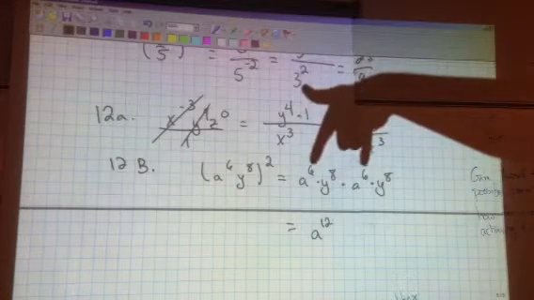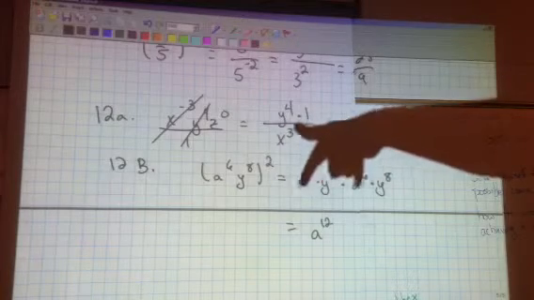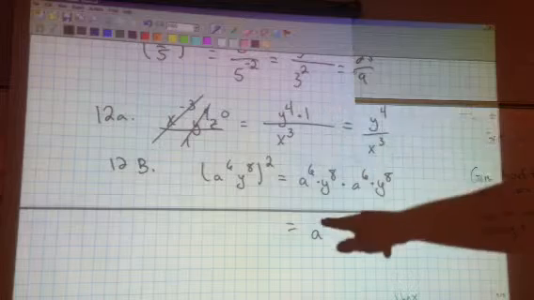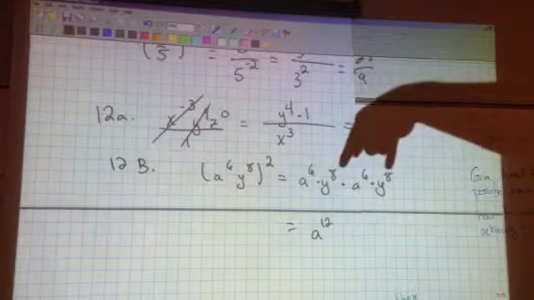So you can just add your exponents when you're multiplying. You have the same base, so you can add your exponents. So 6 plus 6 is 12. Here I'm going to do 8 plus 8 and get 16.